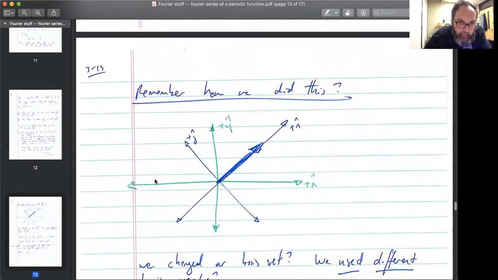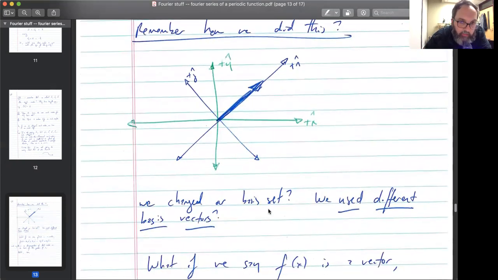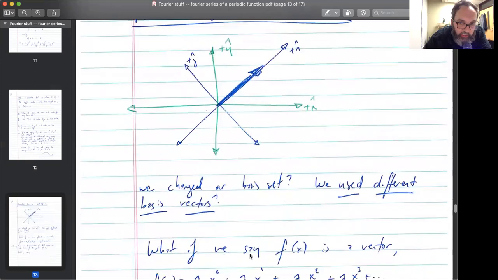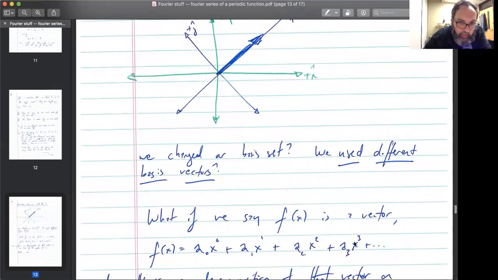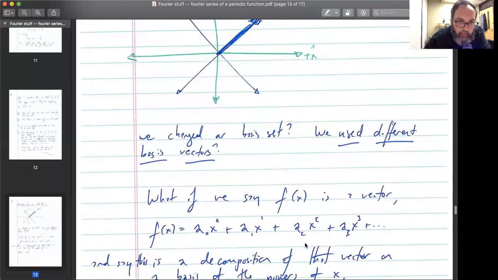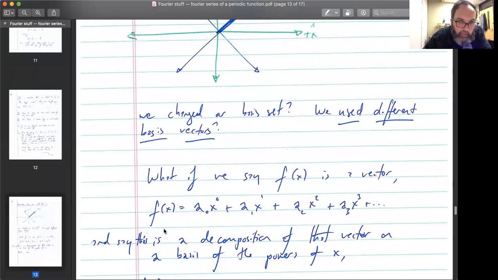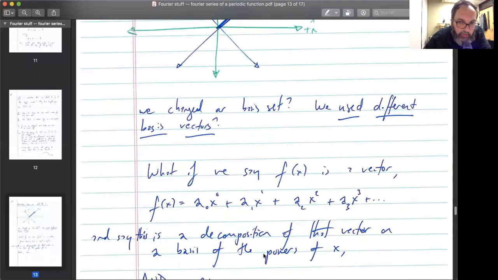Okay, so you remember how we said you start out with x and y, your original coordinate axes, but then you choose smarter ones, i and j. It's just a change of basis. We use different basis vectors. So what if we said that f of x is a vector, and it can be decomposed, only in some regions, as a power series in x? So we've decomposed that vector f of x on a basis of the powers of x.